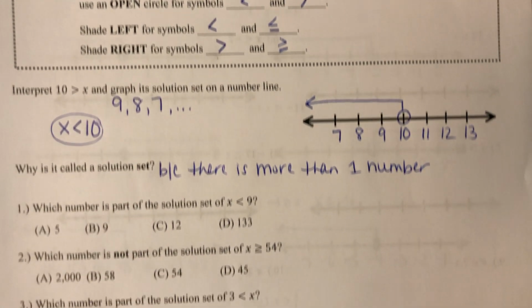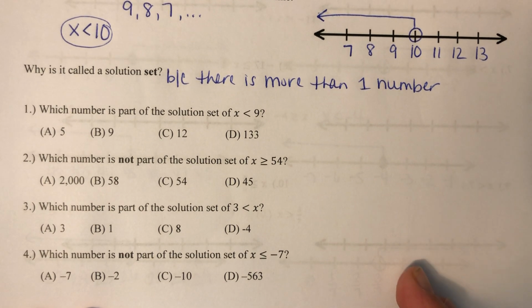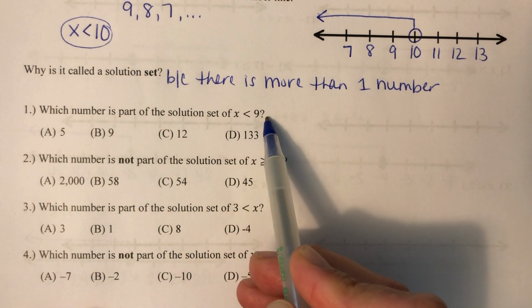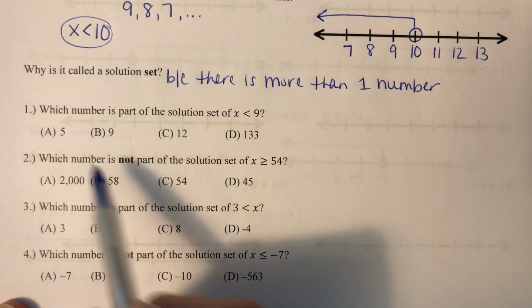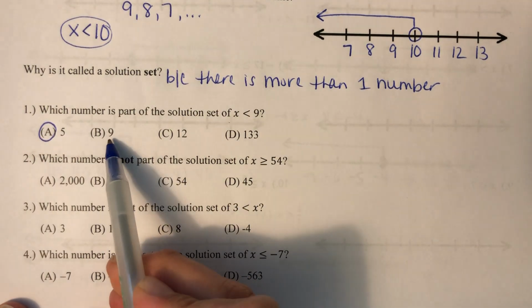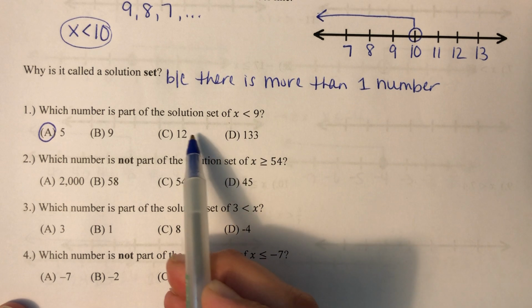All right, this little section is just to make sure we understand that it's a set of numbers and interpreting the inequality symbol correctly. Number 1, which number is part of the solution set? X is less than 9. So you're asking yourself which number on this list is less than 9. Oh, 5 is. Notice 9 is not in this set because I have to be less than it. It does not say I can be equal to it. And these other ones are bigger.